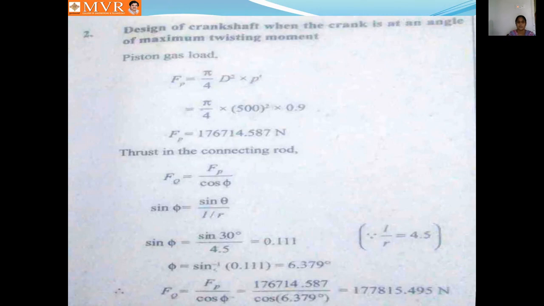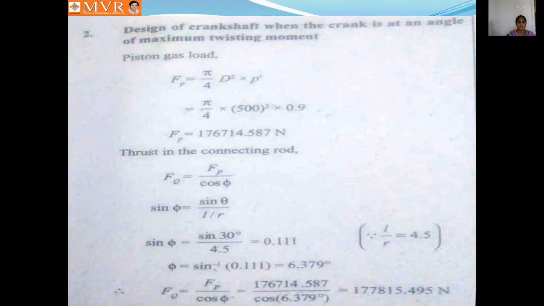Next, the design of the crankshaft when the crank is at an angle of maximum twisting moment. For the maximum twisting moment, we need the piston gas load. The piston gas load FP is equal to pi by 4 D square into P dash, where P dash is 0.9. Substitute the values, and we get the force on the piston. Next, you will find the thrust in the connecting rod. The thrust in the connecting rod is found depending upon the force applied in the direction, either in the thrust or in the radial positions of the connecting rod.